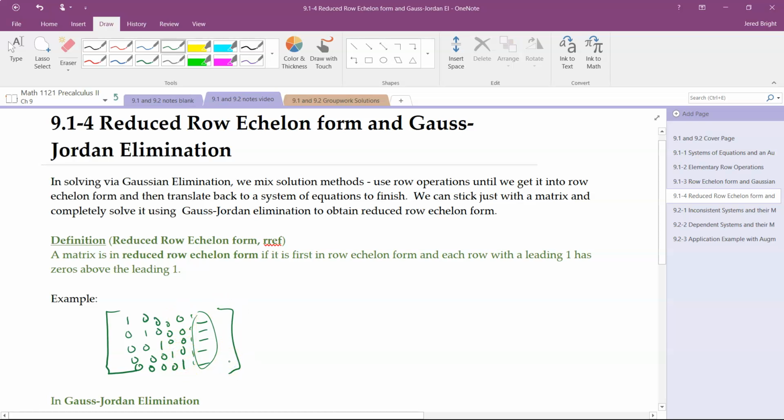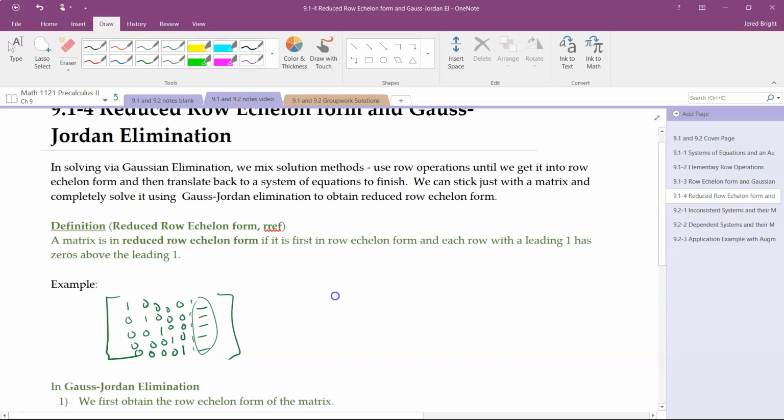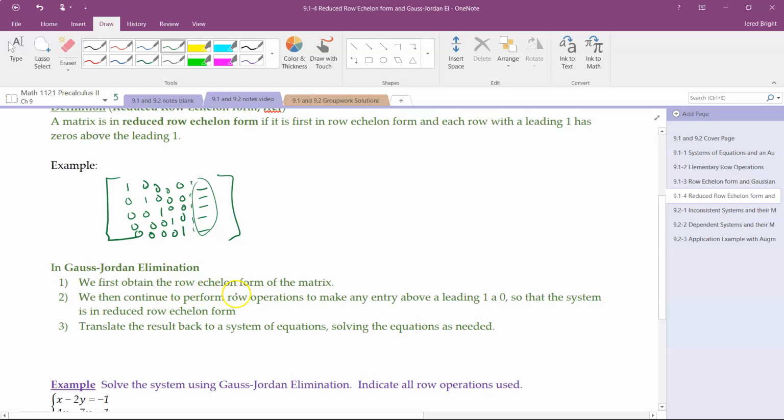Okay, so how do we do this? Well, it's a little sensitive. We have to take row echelon form first. So repeat all that work, then continue to do row operations. Just as we first worked down the rows to make sure they were all 0, then we work back up the rows, but we want to satisfy that condition that every entry above a leading 1 is 0. And once we have it in reduced row echelon form, we translate it back and solve if needed.